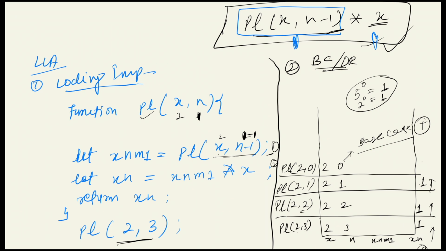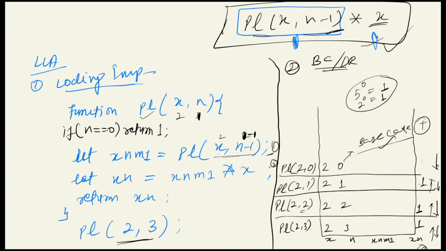What will that be? If n equals 0, then return 1. Okay, simply return 1. And now we reach our base case, then we will revert it, like we will return from top to bottom. So now it is going to return from top to bottom.